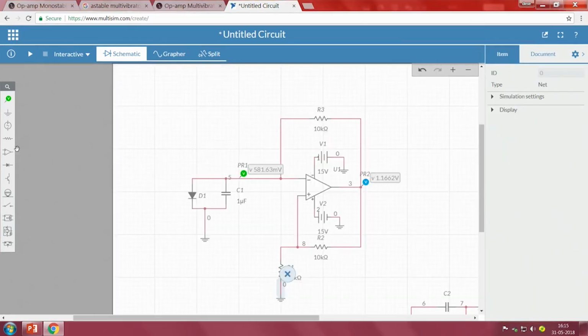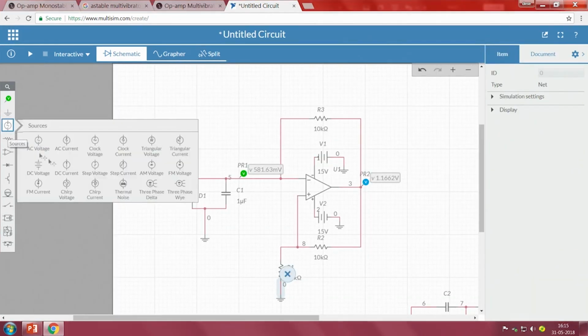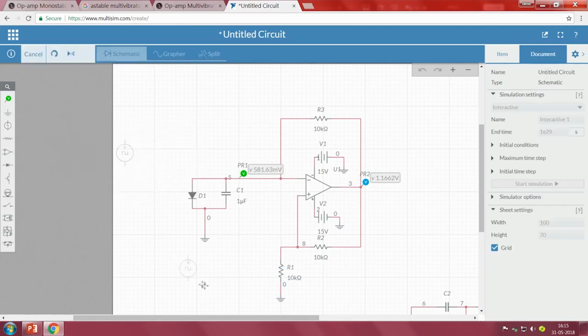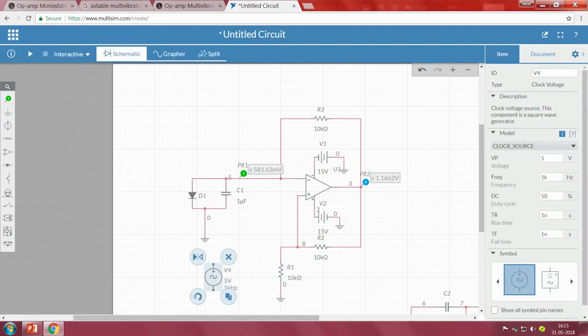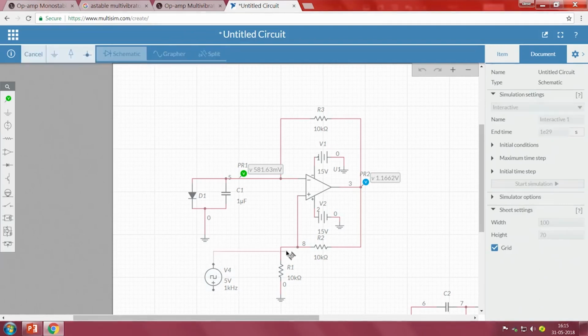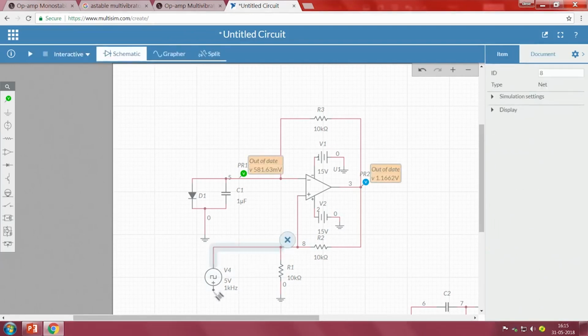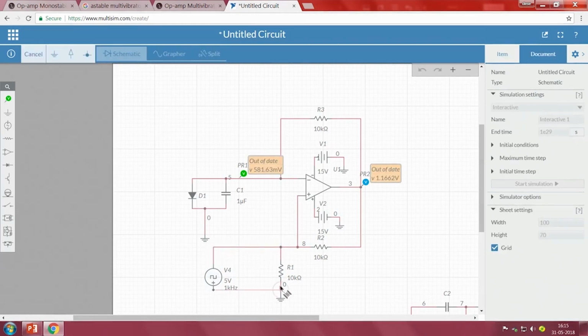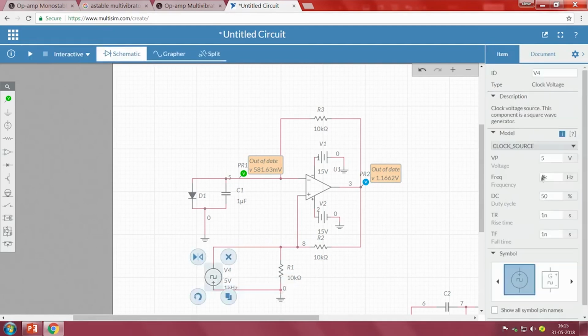So, how can I do it? I can create any pulse. I will take some DC voltage, or some clock voltage. Now, I need negative, so I will reverse it. After reversing it, I will connect this here, and this should be grounded. So, I am grounding it. Since it is 5 volts, I will get minus 5 volts as an output.